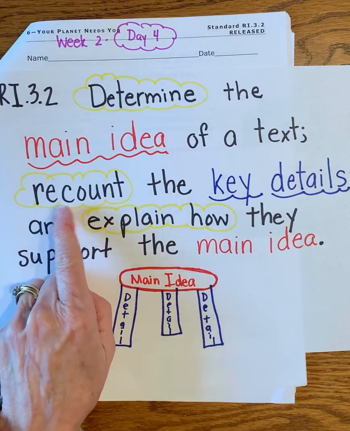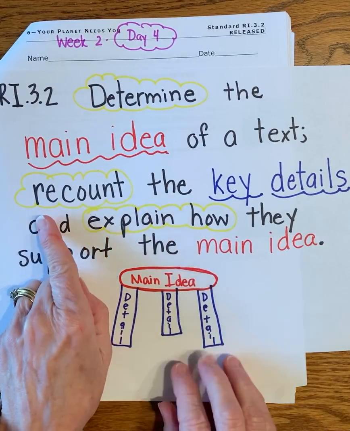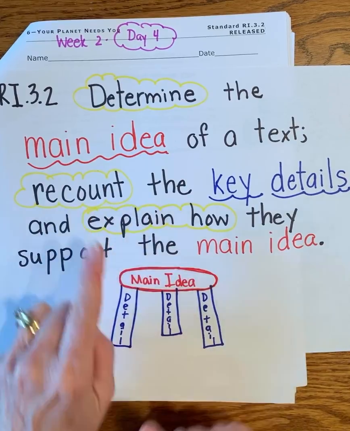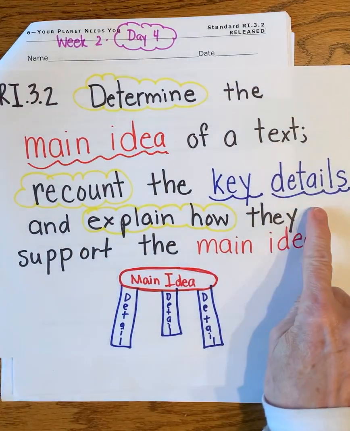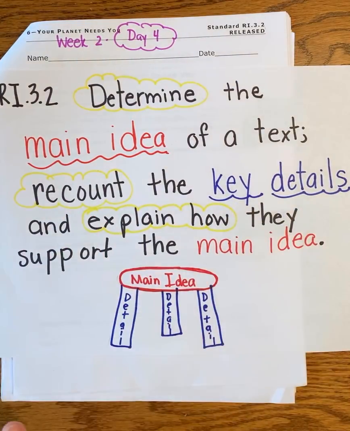And then we have to recount the key details. Now, recount means that we have to say them in the order that they happen. You know how if we had some money, we count them and then recount them? Well, that's what we're doing. We're talking about the key important details about the main idea in the order that the author taught us.